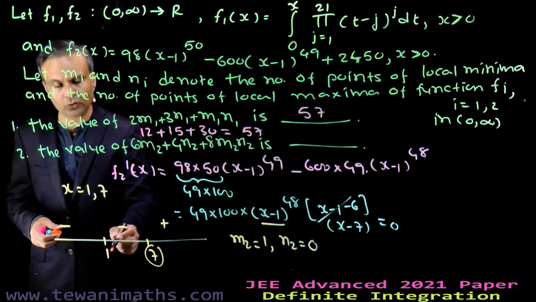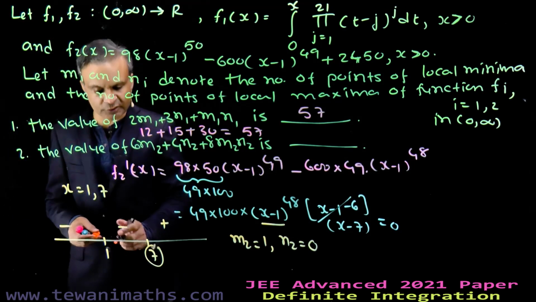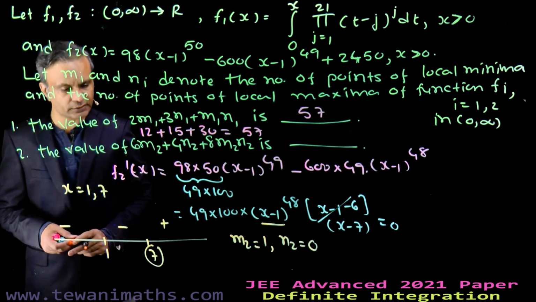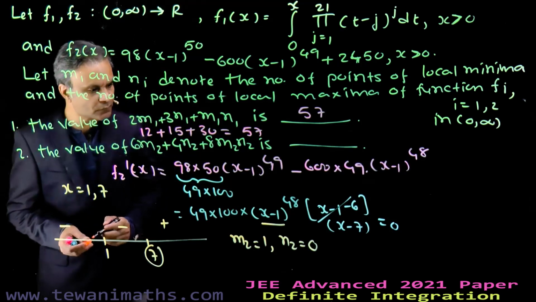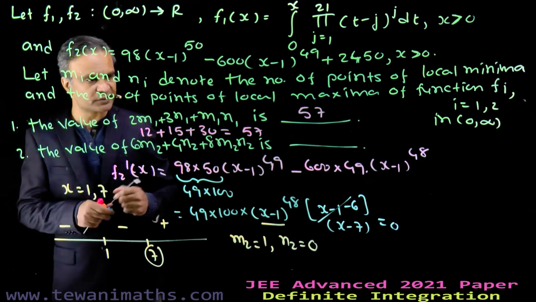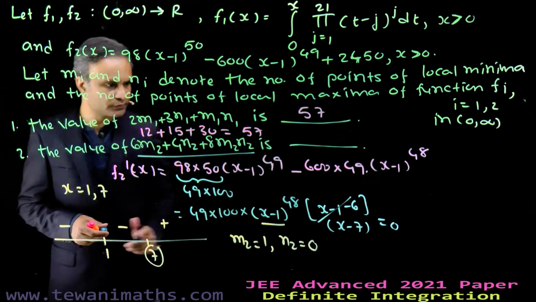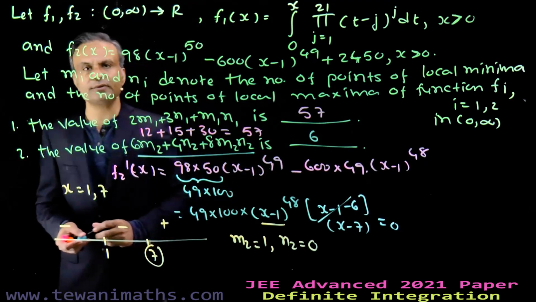Here x equal to 1 is not a point of minima or maxima. Though the derivative becomes 0 at x equal to 1, this is not a point of extremum. The reason is the derivative is not changing its sign. Now we use these values here. We find the value of this expression as 6, since we have 6 plus 0 plus 0 is equal to 6.